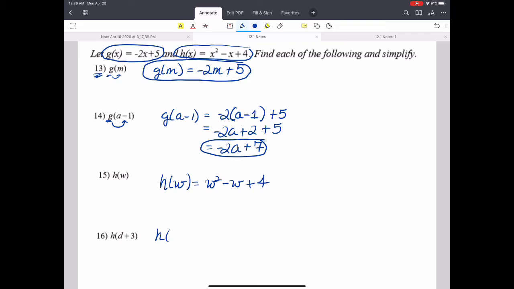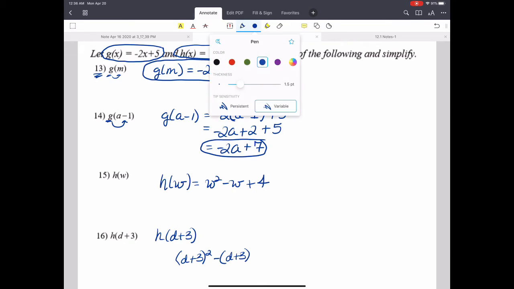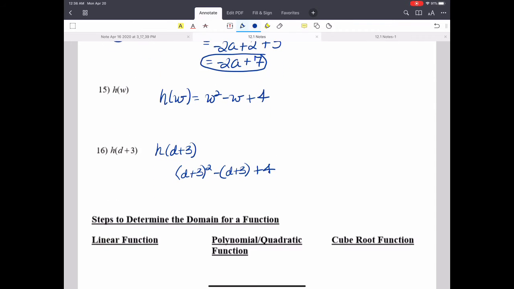This one, again, we're going to use the h function, and we're going to put d plus 3 wherever we see a w. So we're going to put d plus 3 squared, minus d plus 3 in parentheses, and then plus 4. Just to refresh your memory, d plus 3 squared means d plus 3 times d plus 3, which is d squared, 3d, 3d, and 9. And so that comes out to d squared plus 6d plus 9. We're going to distribute the negative there, so that becomes -1d minus 3 plus 4.